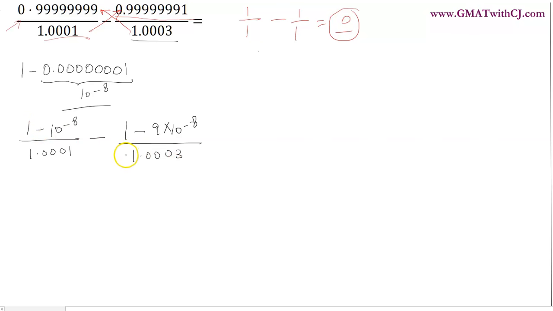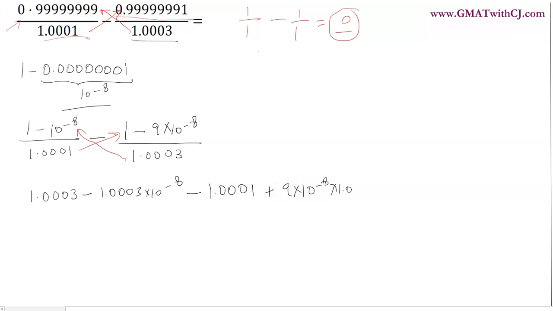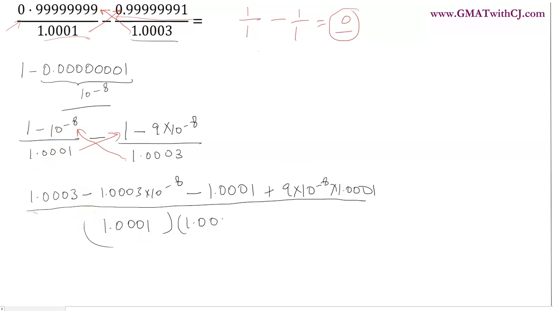and then I just cross multiplied this. So what I had was 1.0003 minus 1.0003 into 10 raised to power minus 8, and then minus 1.0001 plus 9 into 10 raised to power minus 8 into 1.0001, right, and divided by the multiplication of 1.0001 and 1.0003, right? So now this is what I have.